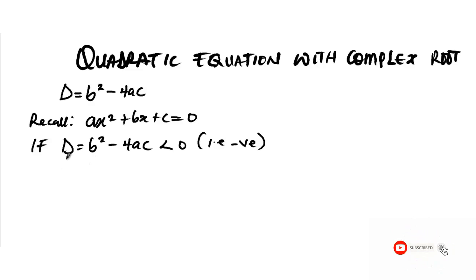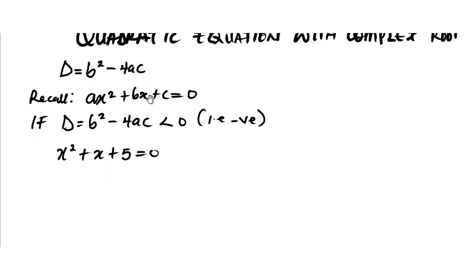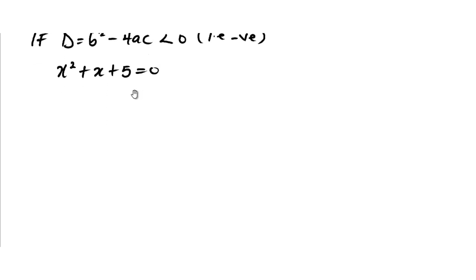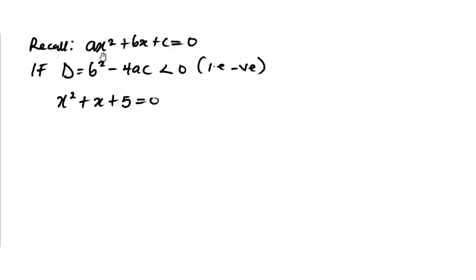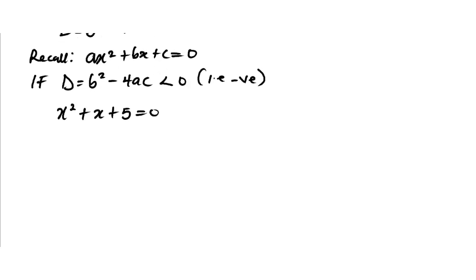So example, let's say we have x squared plus x plus 5 is equal to 0. And maybe the question says that we should solve this particular quadratic equation. So if I want to solve this particular quadratic equation, instead of me trying to factorize it, all I need to do is to check the discriminant to even know the nature of the root of that quadratic equation. So for me to know, I will have to recall from the general quadratic formula, we have ax squared plus bx plus c is equal to 0.